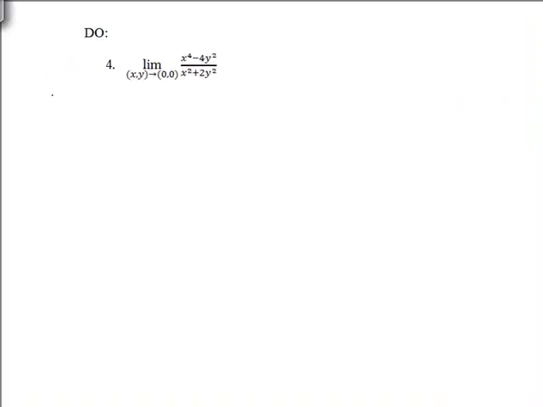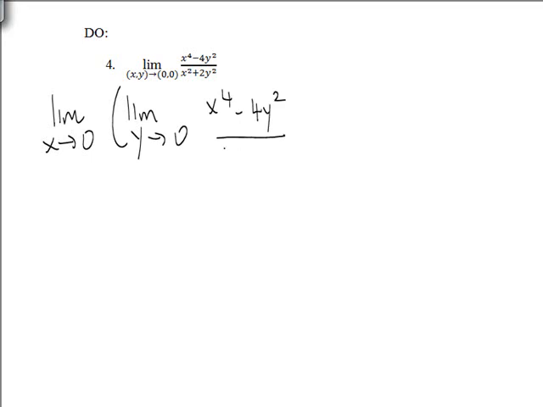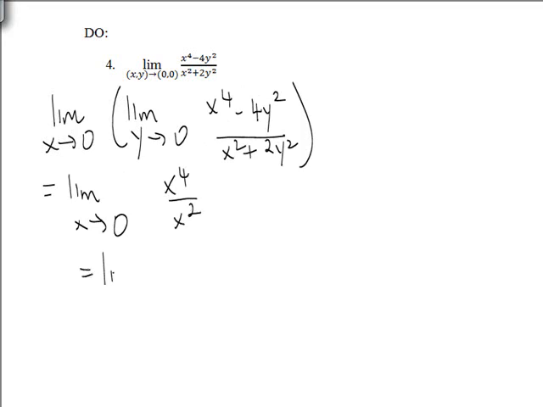Let's do it. Limit as x approaches 0, limit as y approaches 0, x to the fourth minus 4y squared over x squared plus 2y squared. What does the inner limit give you? When you put y equals 0, what do you get here? X squared, right? X to the fourth over x squared, which is x squared, and that gives us what? 0. Switch.